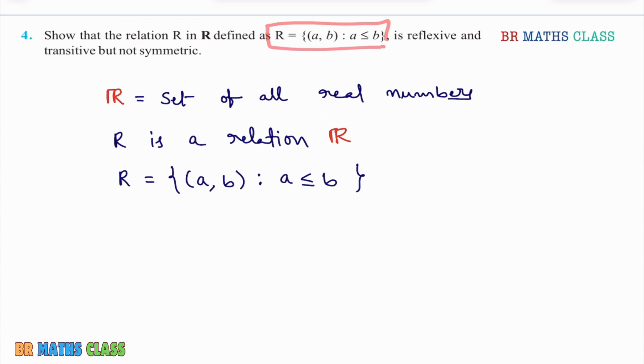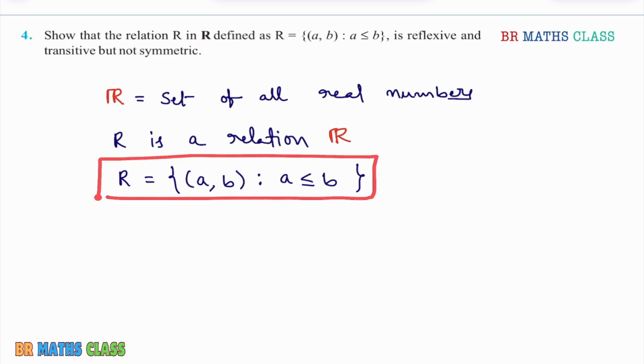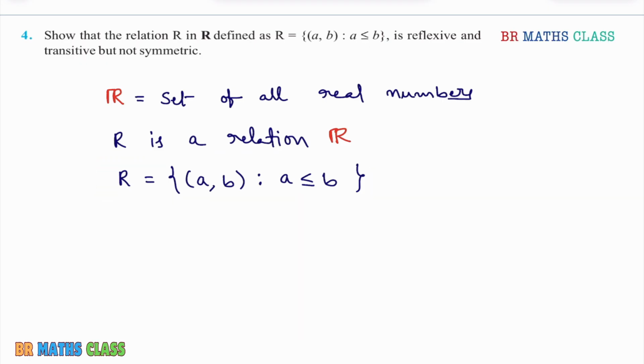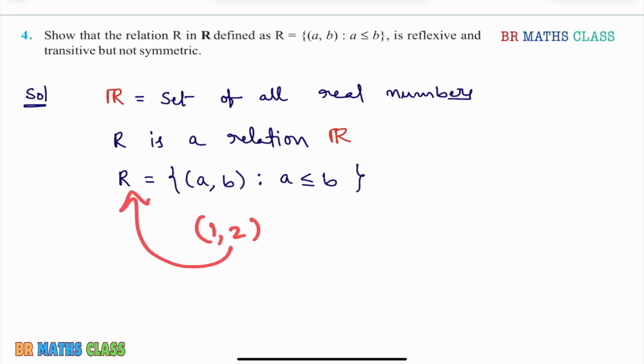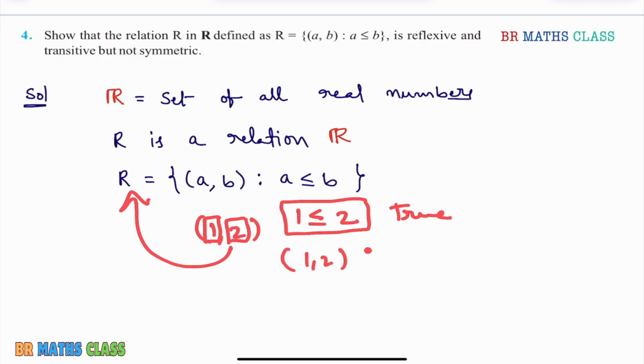You see, the relation is defined as the ordered pair (a, b) such that a is less than or equal to b. First thing, to understand this solution very clearly, you need to know which ordered pair is there in this relation. As this relation is on the set of all real numbers, a is a real number, b is a real number, and this ordered pair must satisfy this condition. For example, if I take (1, 2), is (1, 2) there in this relation? For that, you see here 1 is a real number, 2 is a real number. You check that 1 is less than or equal to 2. Is this true or false? Yes, 1 is less than 2. It is true. As it is true, the ordered pair (1, 2) belongs to this relation.